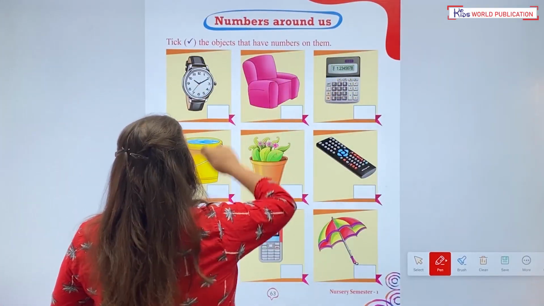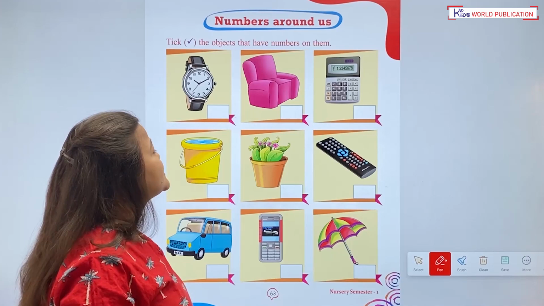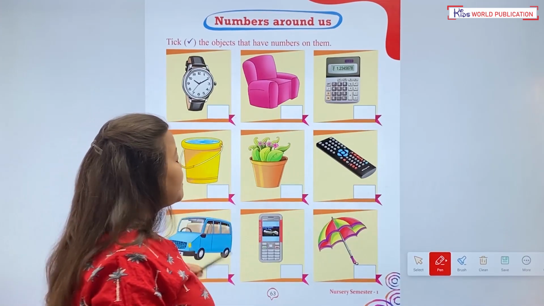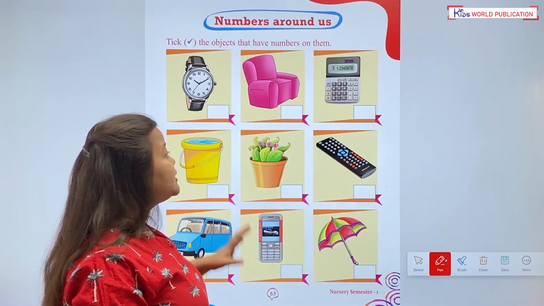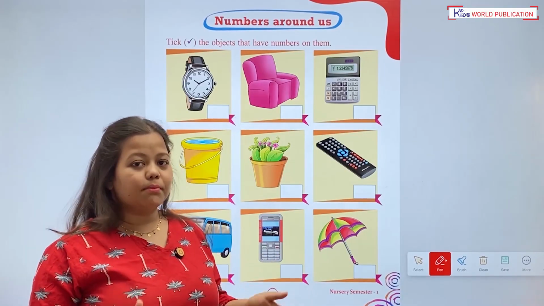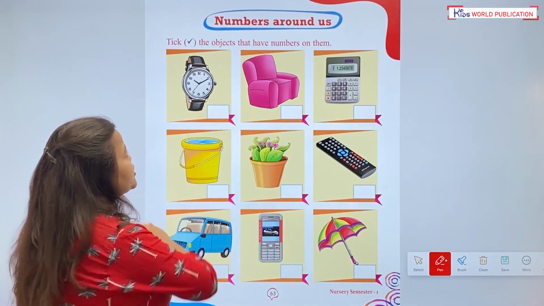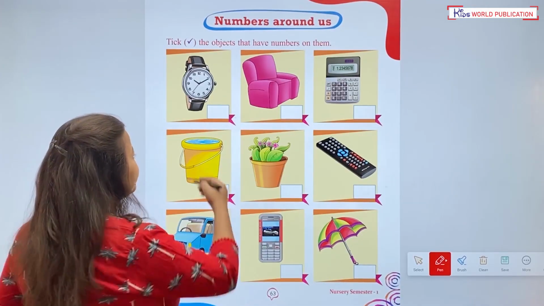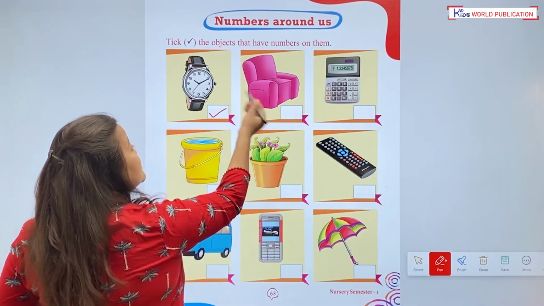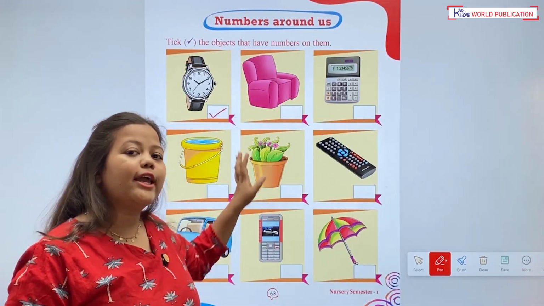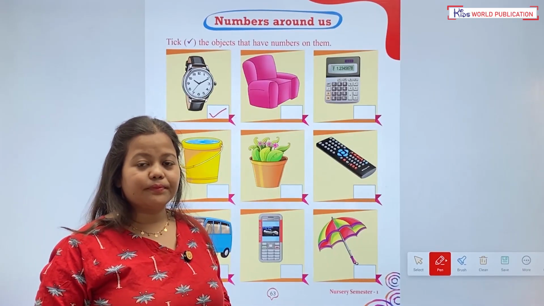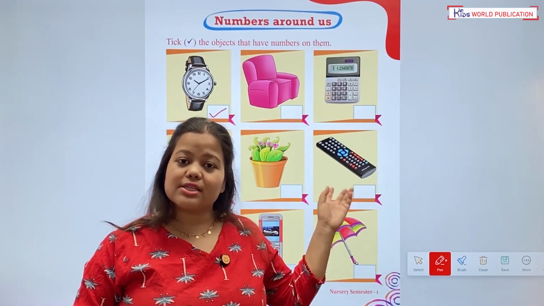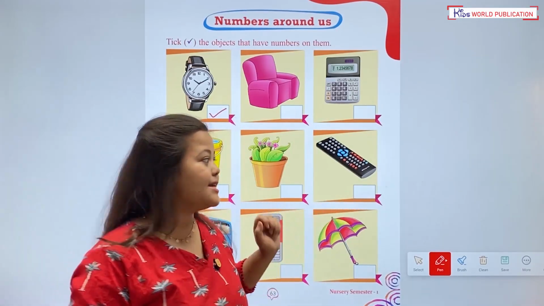Numbers around us. Take the objects that have numbers on them. So kids, here you can see some pictures are given. So you will tick that picture which shows some number or any number. This is a picture of watch. Can you see the number? Yes. This is a picture of sofa. Can you see the number in picture? No. This is the picture of calculator. Can you see the number in the picture? Yes.